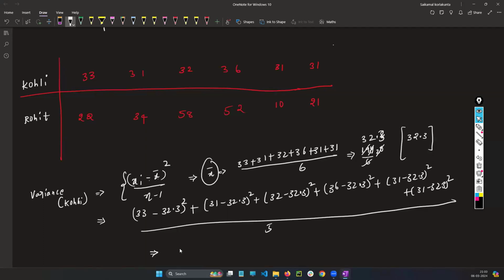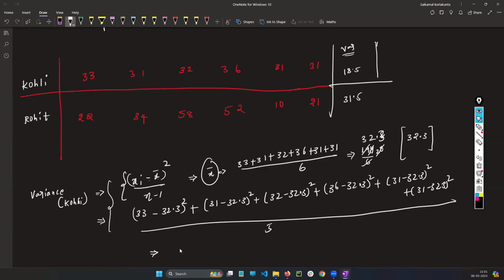Let's say I'm getting the variance value for Kohli. Suppose I'm getting something like 18.5, for example. Same thing, if you use the same formula and the same concept for Rohit Sharma, imagine you are getting something like 31.5.